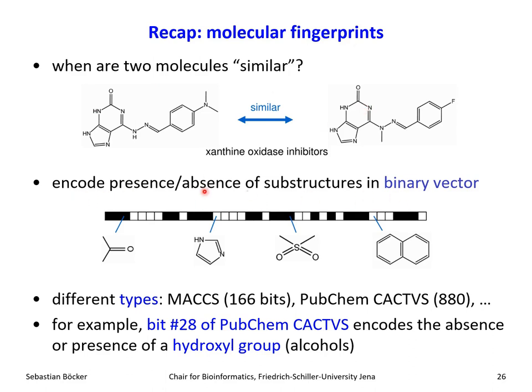And the idea is that you transform your structure into a binary fingerprint. Warning, this is not the encoding of either this or this molecule, it's just something else. Such a fingerprint type encodes at each position a particular substructure, and that's fixed for each fingerprint type. For example, there might be 166 such bits, and that's the MACCS fingerprint. And then for each position, you know what it actually means.